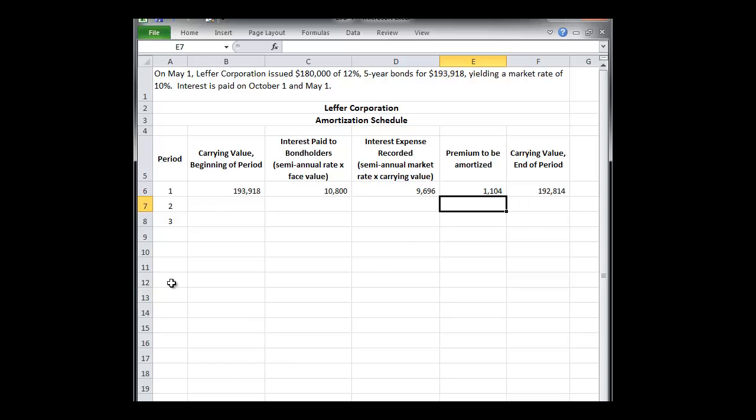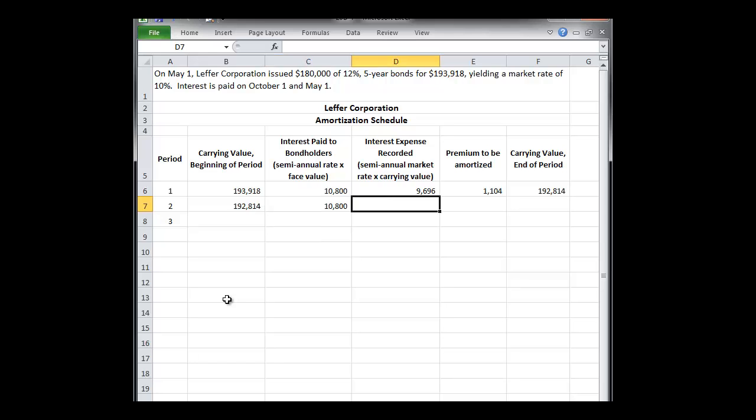Okay, so now let's move on to period 2. So the ending carrying value from period 1 becomes the beginning carrying value for period 2. So I've got 192,814 as my beginning carrying value for period 2. My interest paid to bondholders is still the semi-annual rate of 6% times the face value of 180,000. That doesn't change. It's going to be 10,800. The bondholders get the same amount every single time.